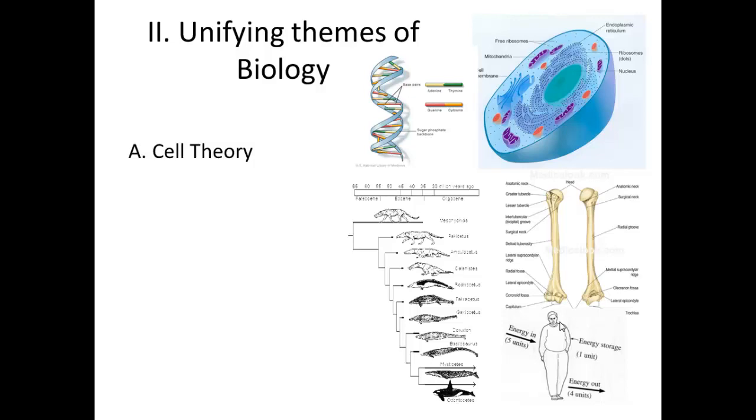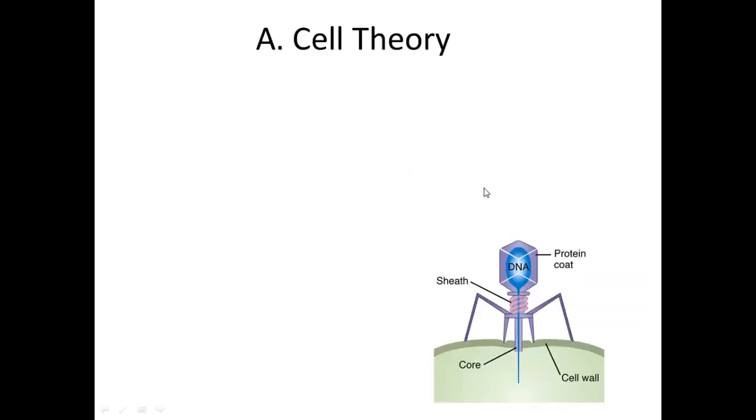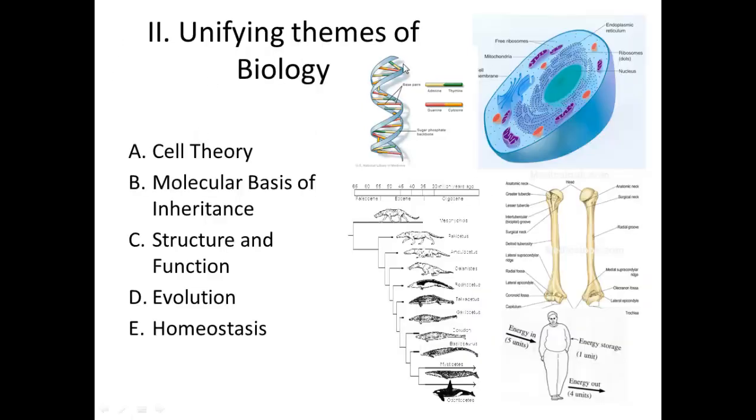Okay, so some of the unifying themes of biology, which also touch on some of the things we talked about as far as what defines life, include cell theory, the molecular basis of inheritance, the combination of structure and function, evolution, and homeostasis. Okay, so cell theory is that everything is made of cells. Every living thing is made of cells. Molecular basis of inheritance is that DNA encodes for the processes of life.